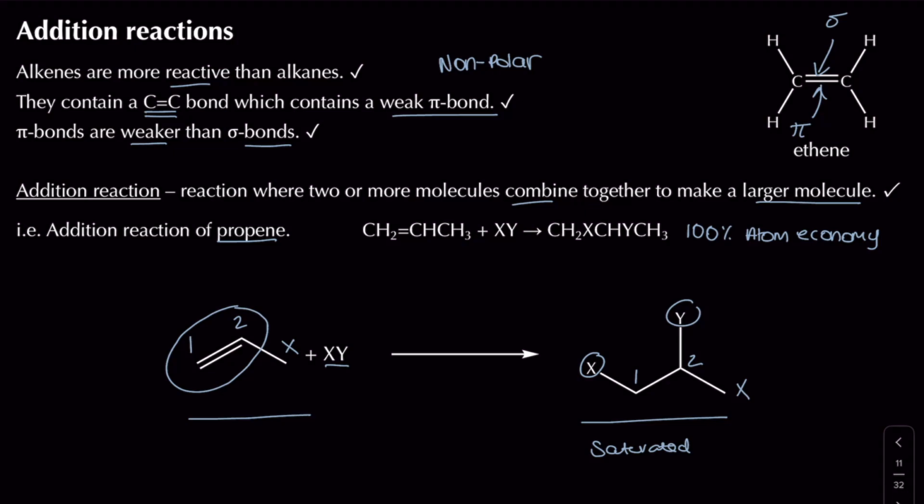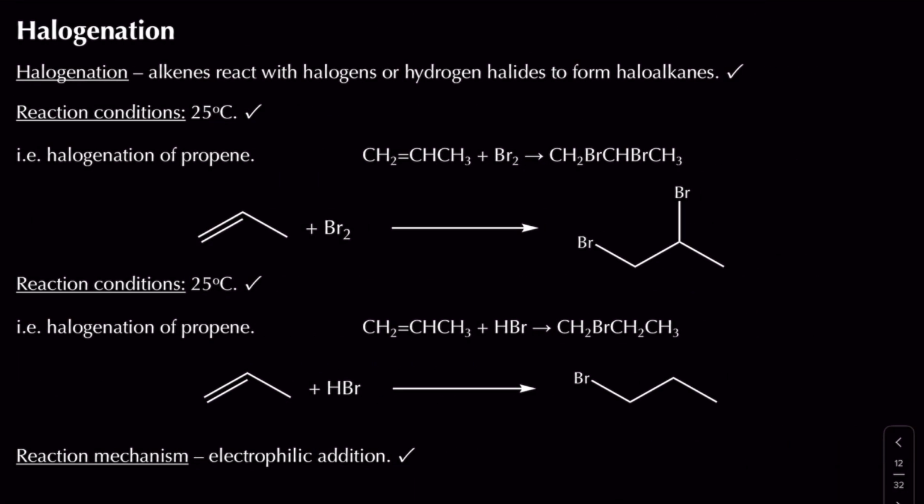Now let's look at some examples. The first one, the easiest one, is halogenation, where there's two actual types. The first type is when our alkene reacts with a halogen, and then the second type is going to be when our alkene reacts with a hydrogen halide. Now in both cases you actually form a haloalkane.